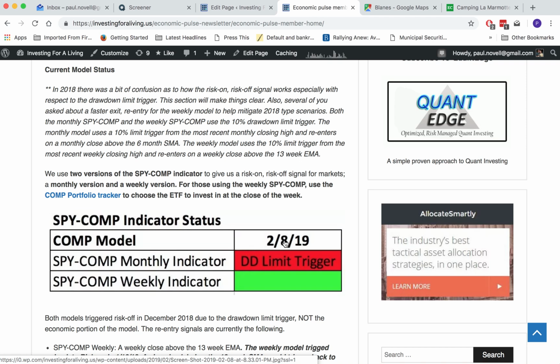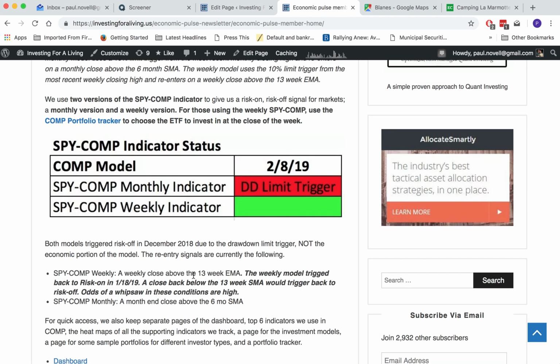So here, as of February 8th, the monthly is still risk off due to the drawdown limit trigger, and the weekly is risk on. And here below, I give you a current status, or what it would take for a risk on trigger. So the weekly has been risk on since Friday, February 18th, and a close back below the 13-week moving average would take it risk off again.